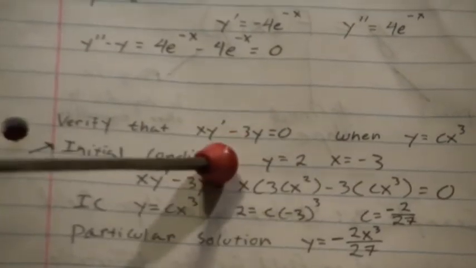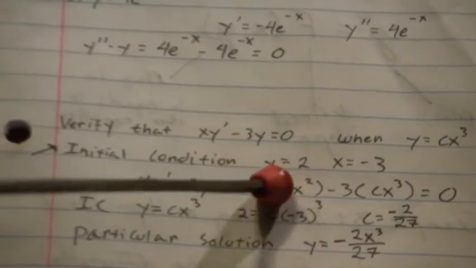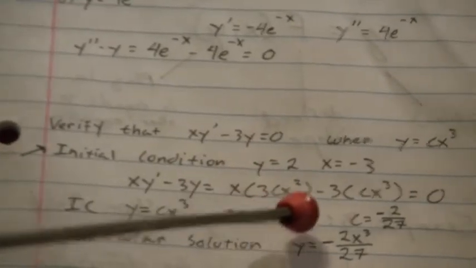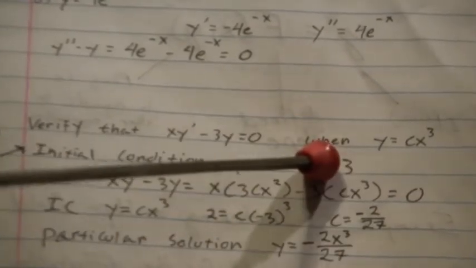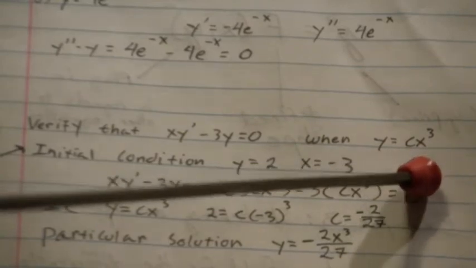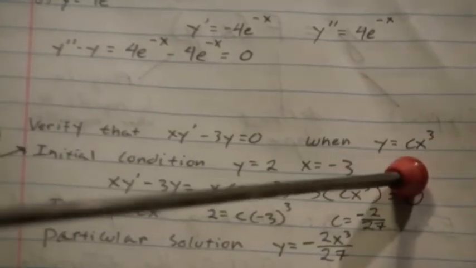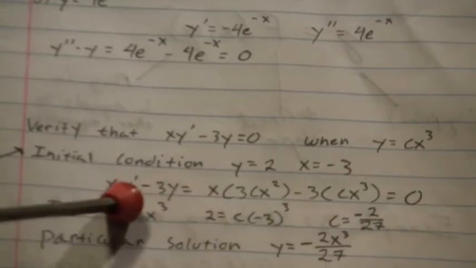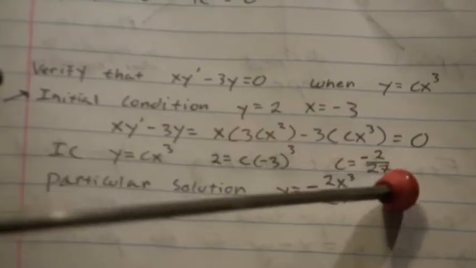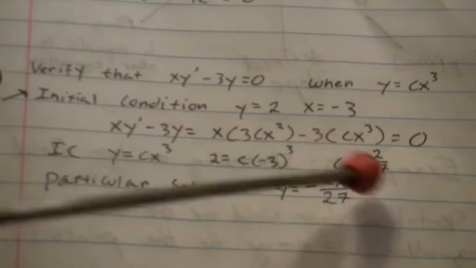These are general solutions. So down here, we have another equation, x y prime minus 3y equals 0. And we have a solution, y equals cx cubed. So we're going to verify our general solution down here: x y prime minus 3y equals x times 3cx squared, and so on, equals 0. That's true. So this is, in fact, a solution of this equation.